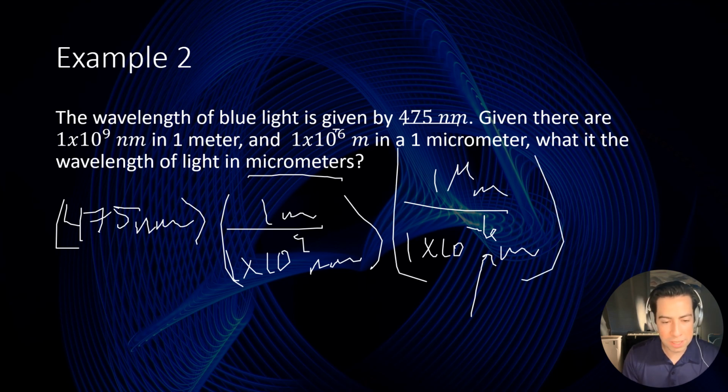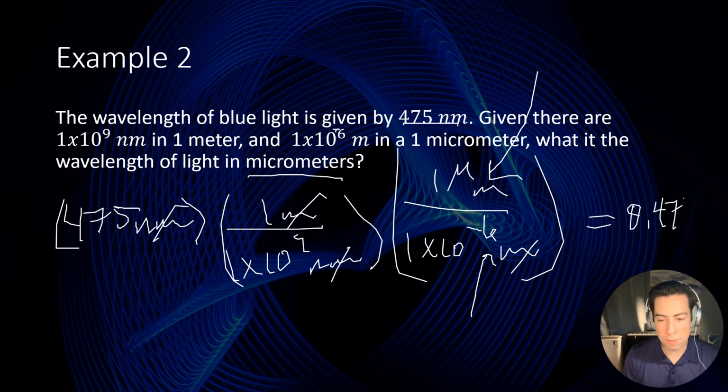Okay, so now my nanometers are going to cancel out, my meters are going to cancel out, and I'm going to be left with micrometers. Then you just multiply this, treating them like numbers. So what I'm going to end up with is 0.75 micrometers. Okay, guys, so that's the answer.